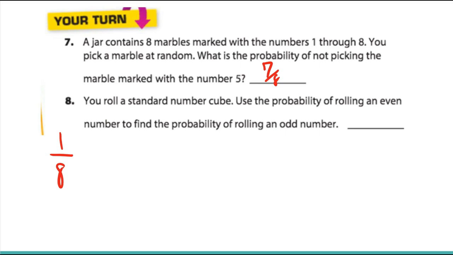Number 8 says you roll a standard number cube. Use the probability of rolling an even number to find the probability of rolling an odd number. Well, the probability of rolling an even number is 3 out of 6. Our 3 numbers are 2, 4, and 6. That means anything else would then be an odd number. So our probability of rolling an odd number is also 3 out of 6, which simplifies to 1/2.